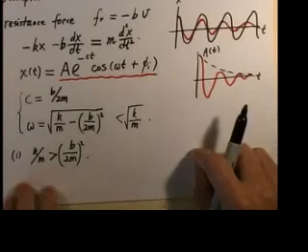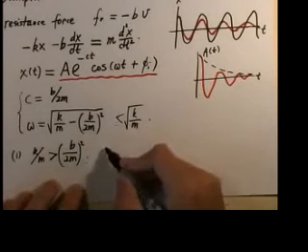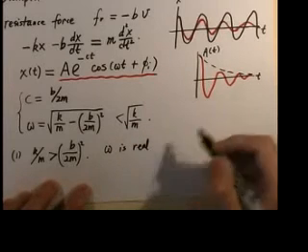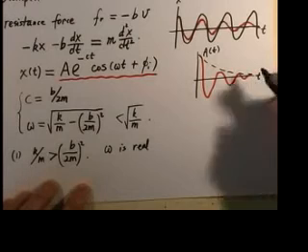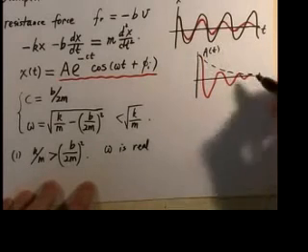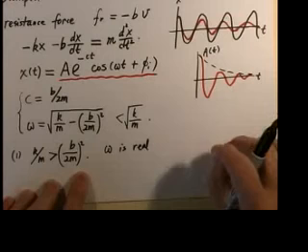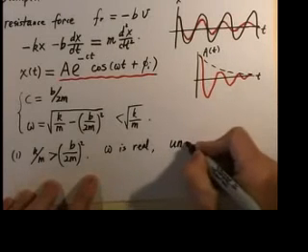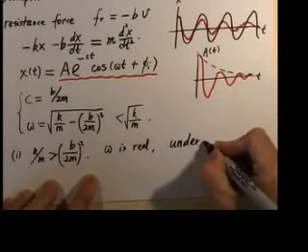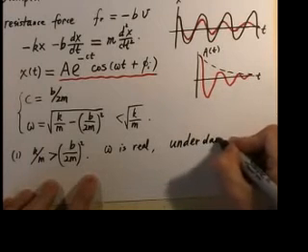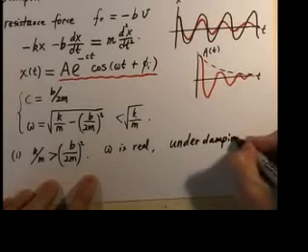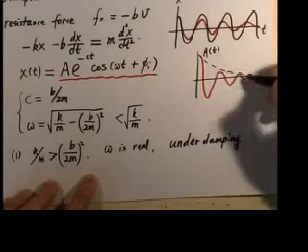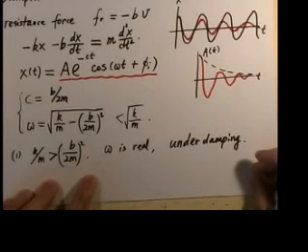Now what that tells us is that omega is real. There is real oscillation. And in this case, the damping is there, but it's not very strong. We say it's under damping. That's the term we use to describe it, under damping. You have an oscillation, even though the amplitude does decrease with time. Okay, that's the first situation.